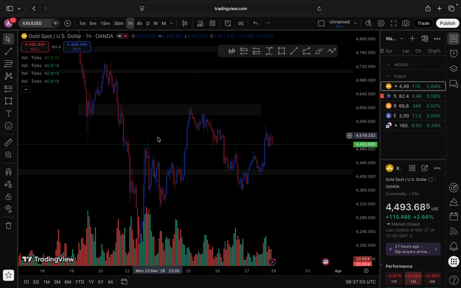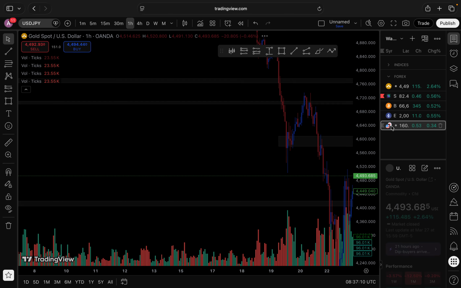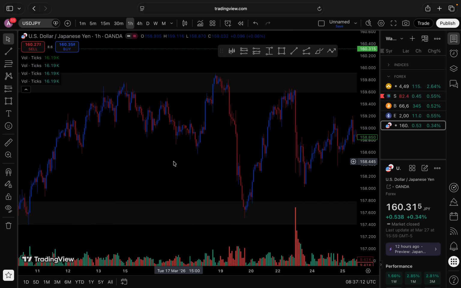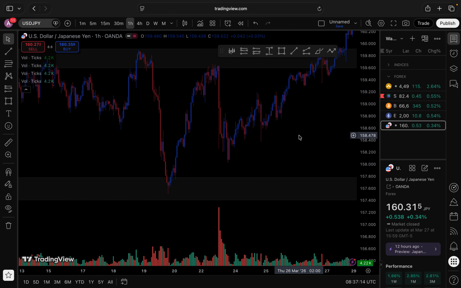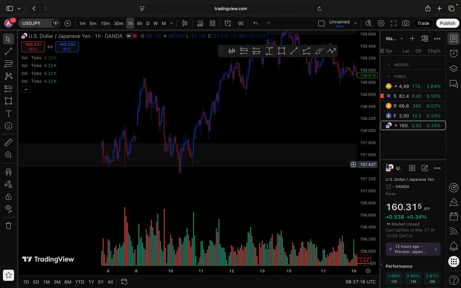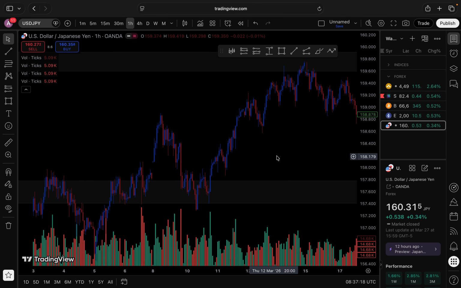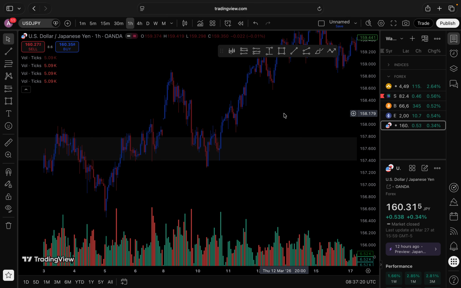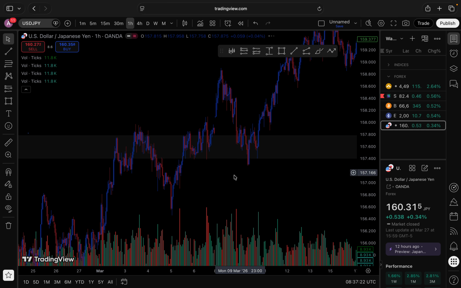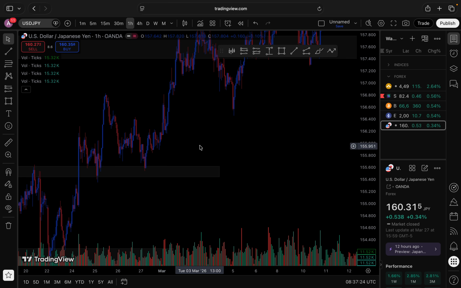Like bro, price follows that trend. And you see what I'm saying? It follows the trend. Even on USD JPY, this is a pair I trade also. You can see it follow market structure too. Price gets to a zone. But USD JPY is a little different because it's a forex pair.